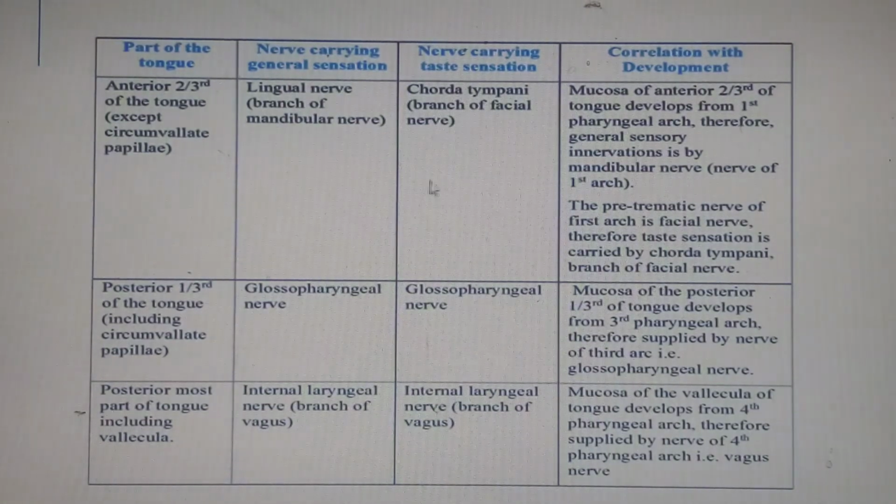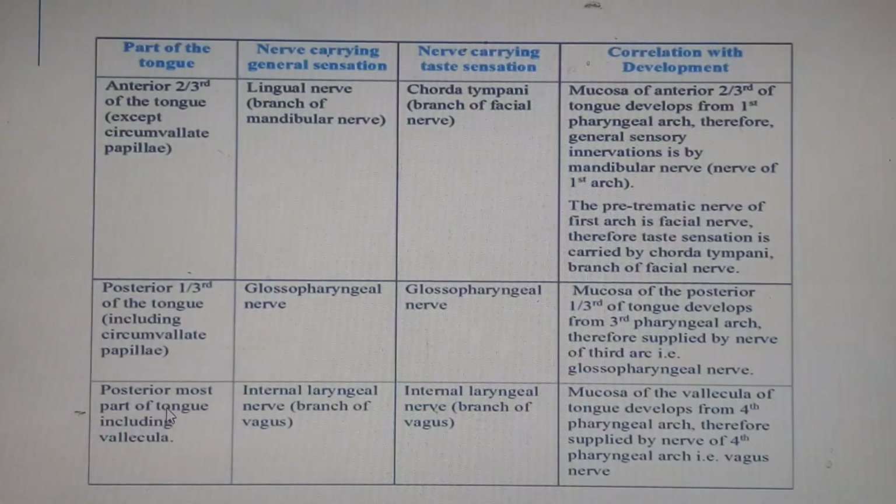And then if you look at the posterior one third of the tongue, this time around, including the circumvallate papillae, your general sensation as well as special sensation by way of taste will be coming from the glossopharyngeal nerve, cranial nerve 9. So please get to know that. And because we have told you where it is coming from, the hypobranchial eminence, the cranial portion develops in what we call the third arch.